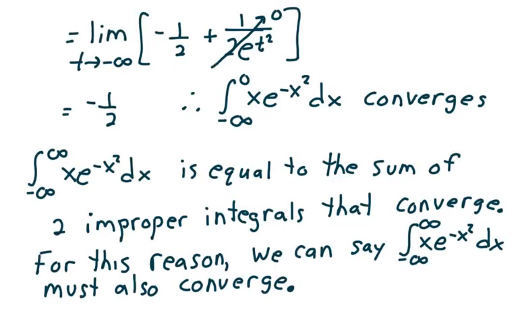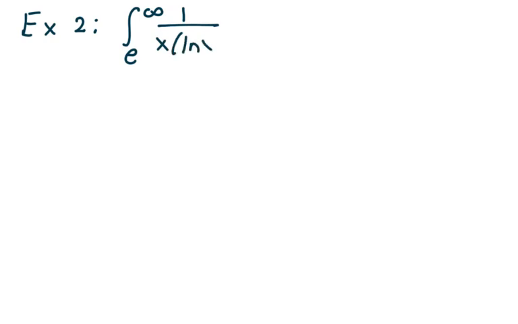And that's how you would work that problem. Okay? And with that in mind, we're going to take a look at another example here. Let's take a look at example 2. Suppose I had the integral from e to infinity of 1 over x ln of x squared dx.